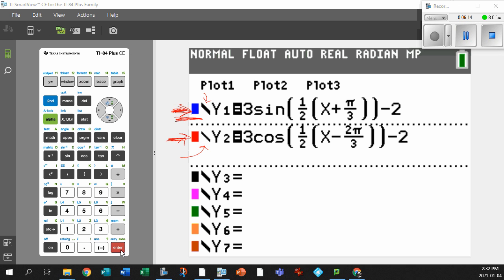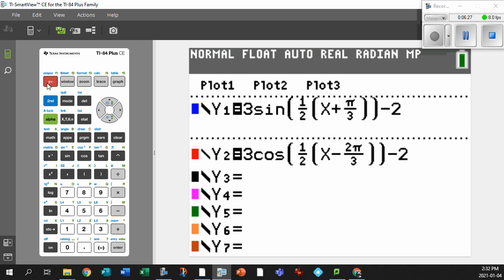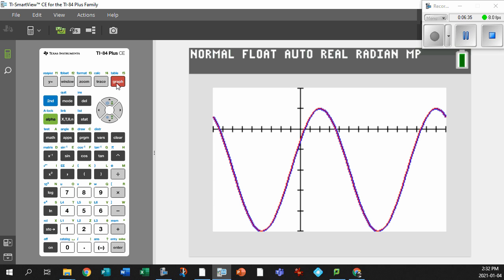Ready? Oh, keep our fingers crossed. Let's see what happens. Punch it. Boom. And there it is. Oh, look at that. It's the exact same graph, two completely different formulas, right? One's a sine function, one's a cosine function, but exactly the same graph. Cool, eh?